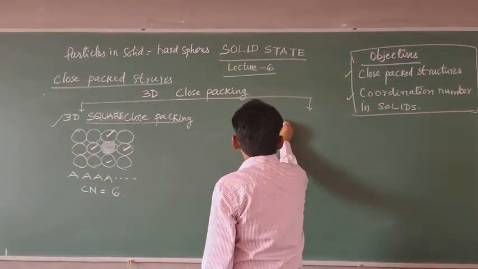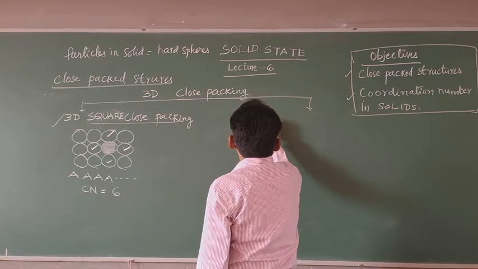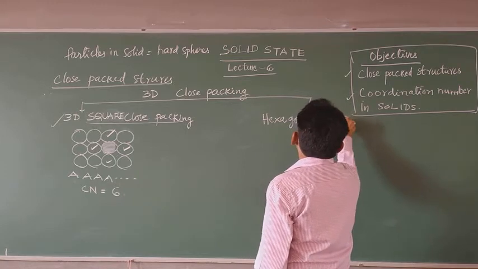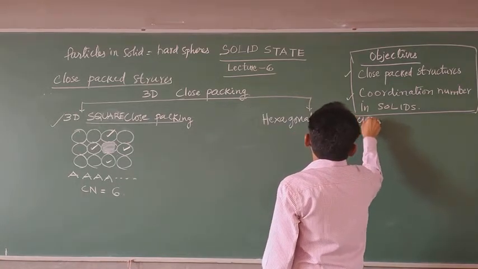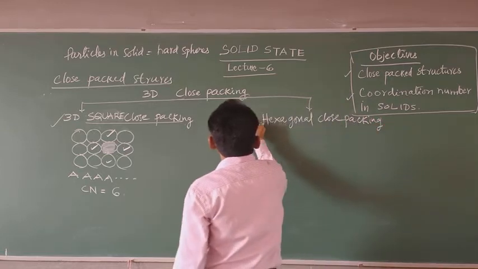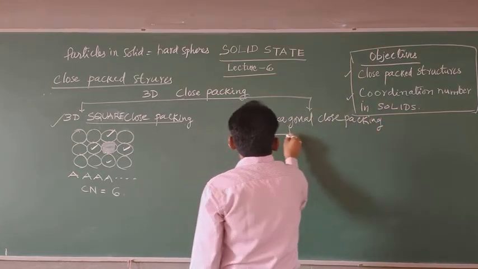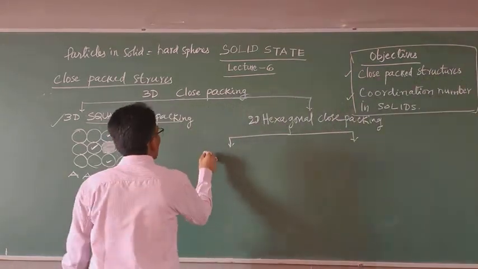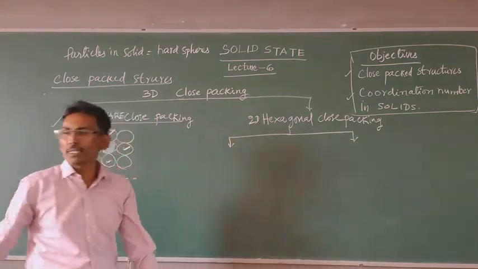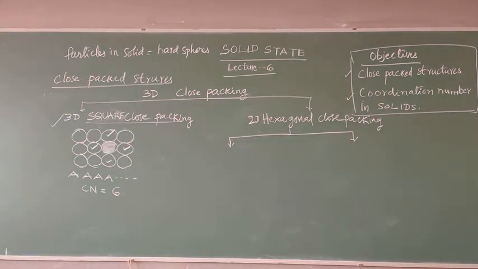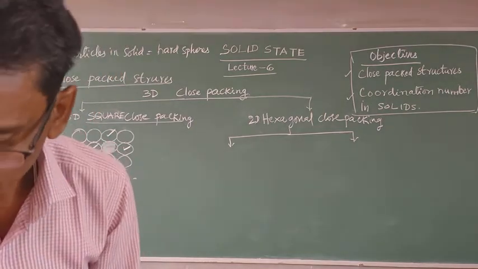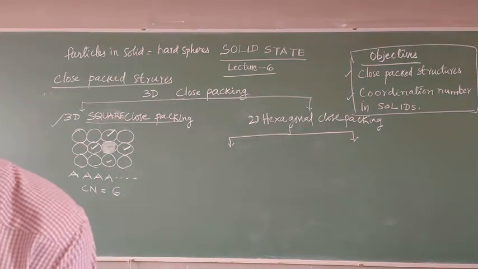Now come to hexagonal close packing. This is two-dimensional hexagon placing. Two-dimensional hexagonal close packing is now modified into three-dimensional. As here, what are resulted in this case? Voids are resulted. Observe.